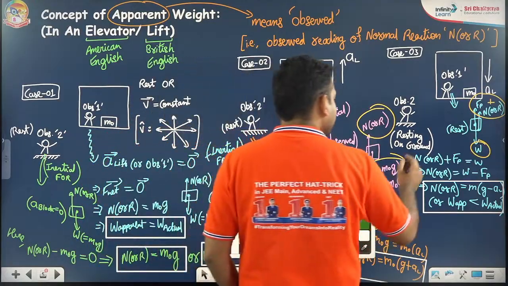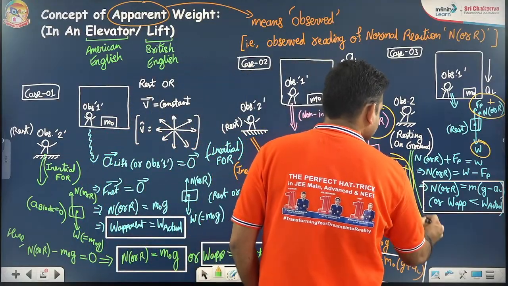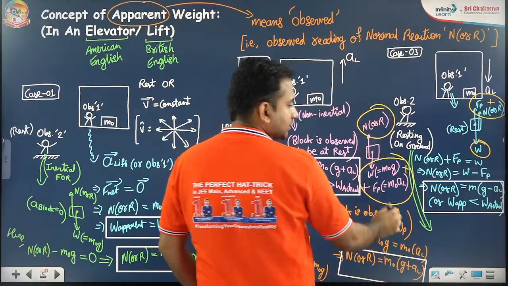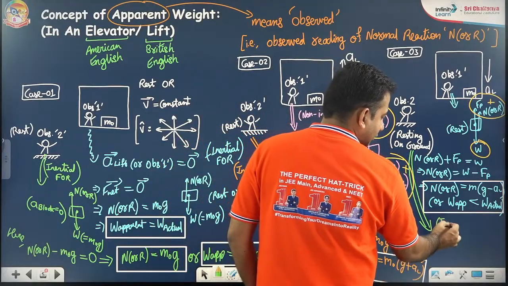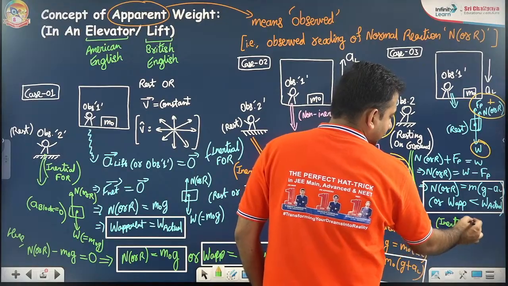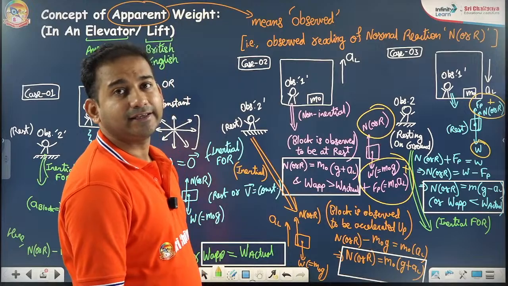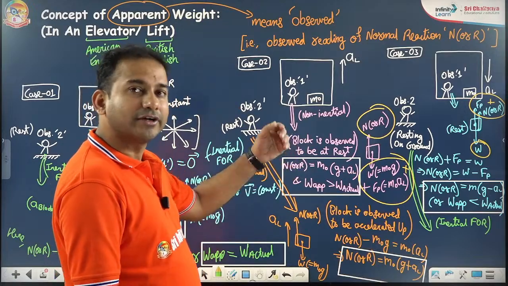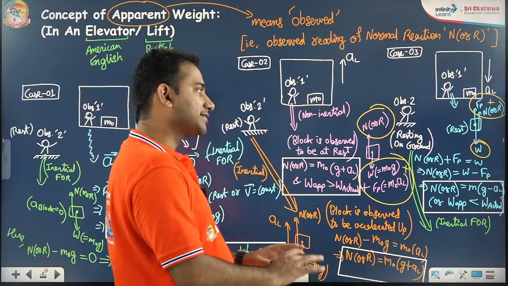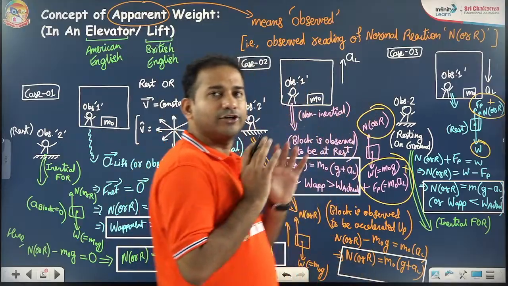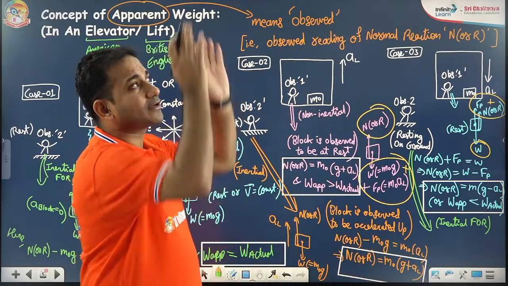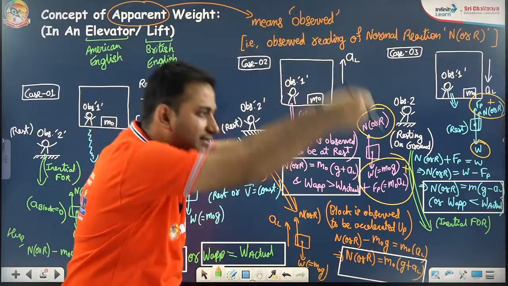Now suppose you say, what about this observer, sir? This observer is an inertial observer, inertial frame of reference, because it is not accelerated anywhere. It can be either at rest or moving uniformly, but it is not accelerated. Now, if I am the observer standing on the ground, the block is kept inside the lift and the lift is accelerated down.